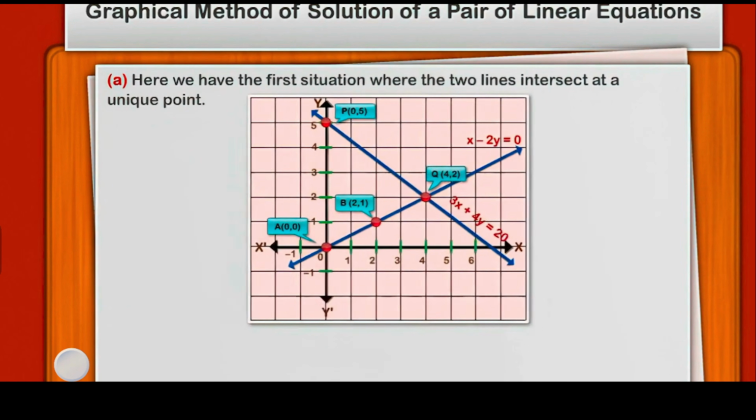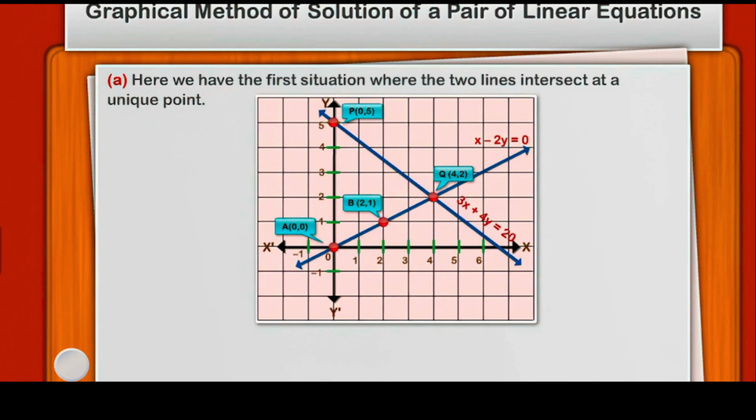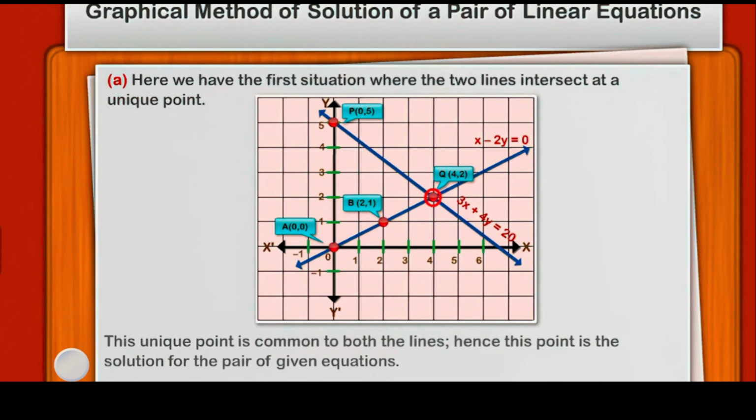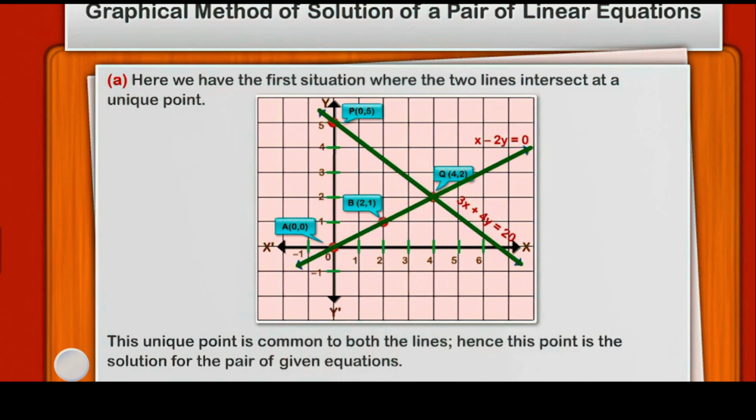Here, we have the first situation where the two lines intersect at a unique point. This unique point is common to both the lines. Hence, this point is the solution for the pair of given equations. So, the pair of equations in this case has a unique solution.